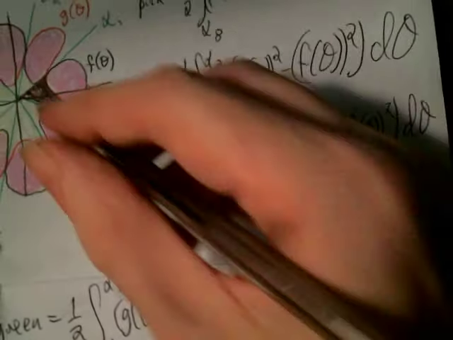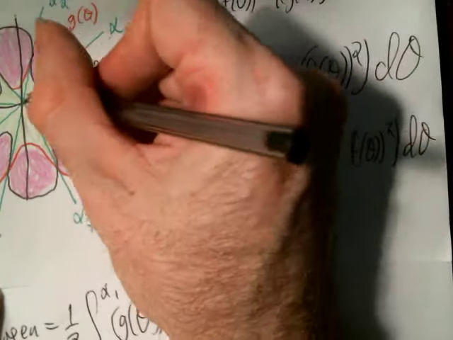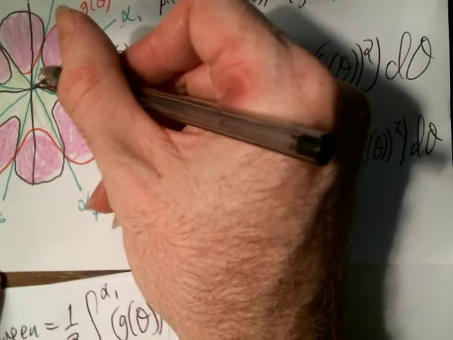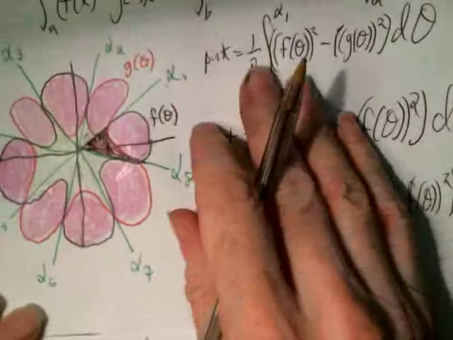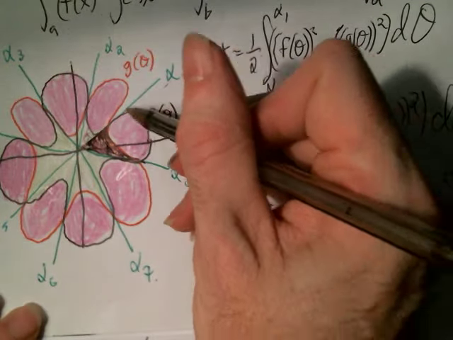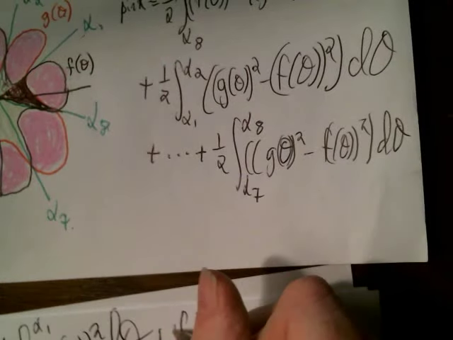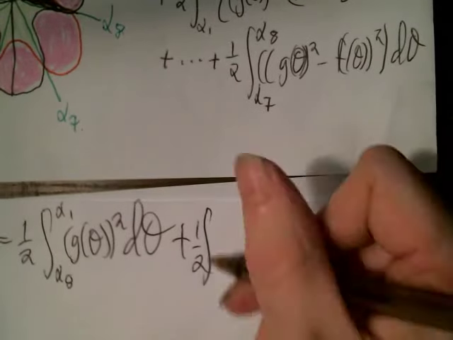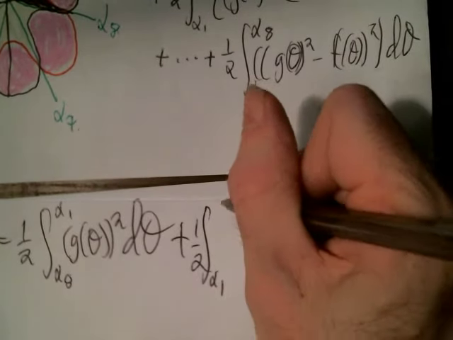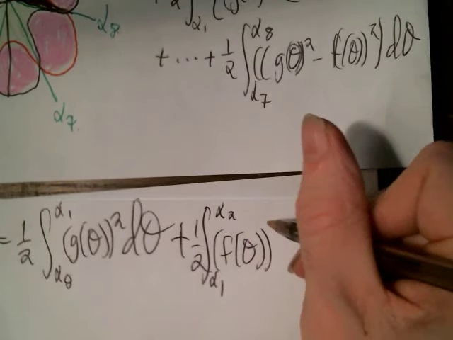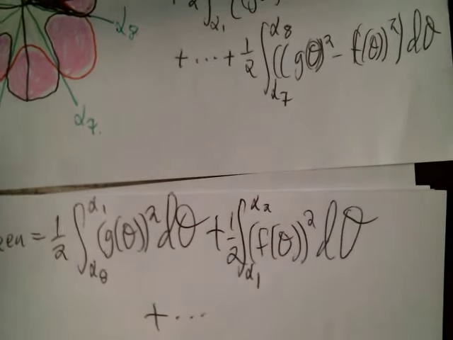So it's much easier in that case. And then plus, in this region, from here to here, this little wedge that we're after is given by the black curve. So the f of theta that time, when I'm going from alpha 1 to alpha 2. So that would be f of theta squared d theta, and so on and so forth, right? Plus dot, dot, dot. Okay, so that's the idea.